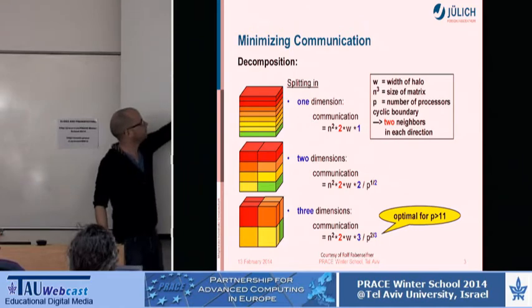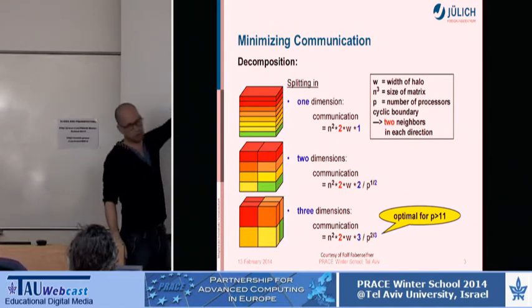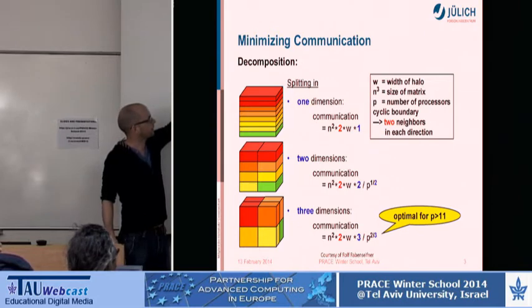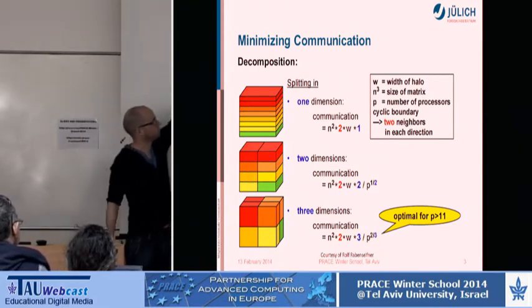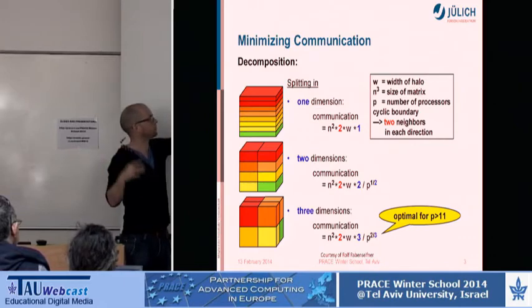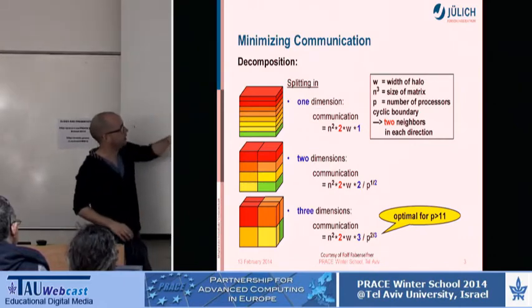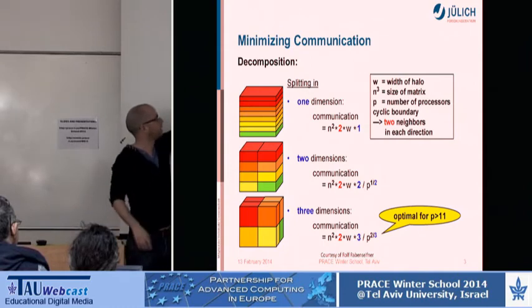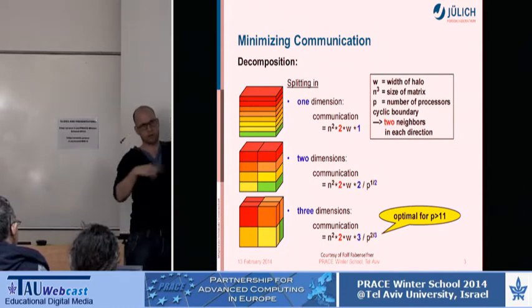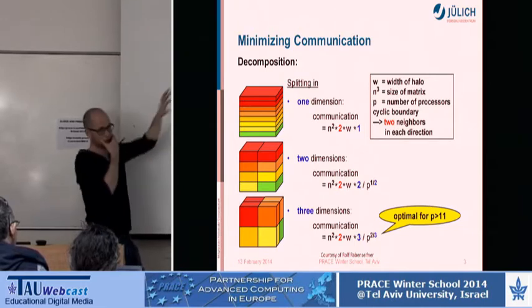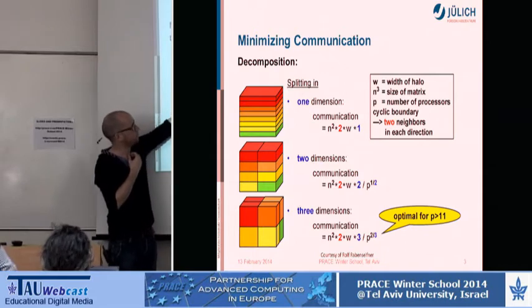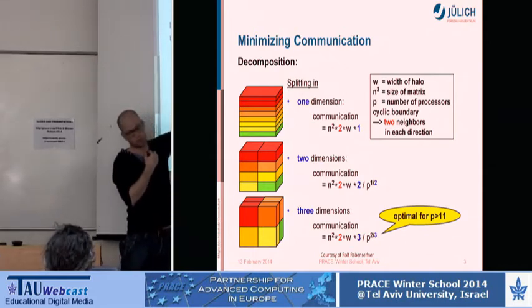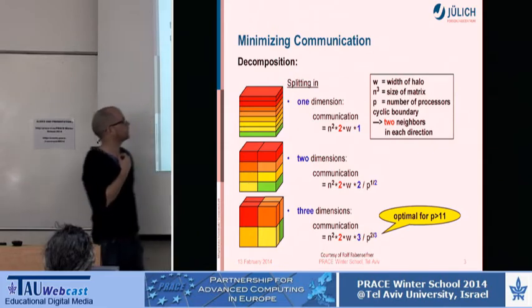In that case, the amount of communication that you do depends on a couple of parameters involved in your problem. Say it's a three-dimensional matrix in this case. You've got a halo because you need some halo information about your neighbors. So you've got a halo of width w around, you've got a matrix of a particular size, so it's n cubed in this case. You've got some number of processors, and in this case we have a cyclical boundary, so two neighbors in each direction. A fairly straightforward little problem that we're talking about. In one dimension, the communication would be just this simple formula: n squared times 2 times w times 1, because we have one dimension.